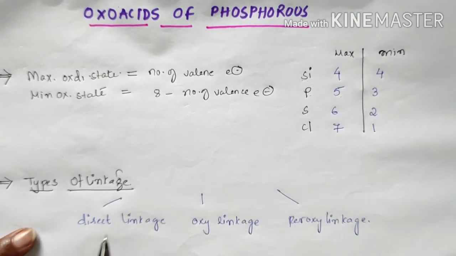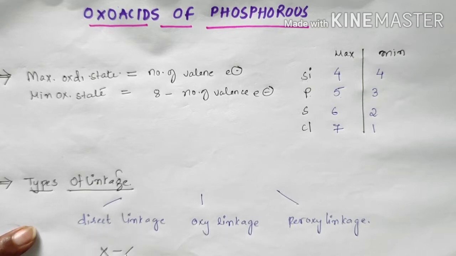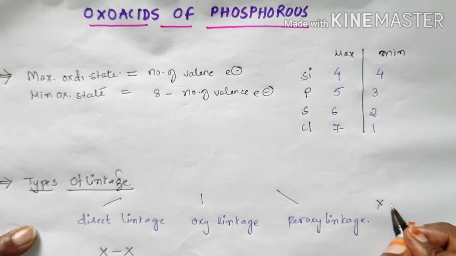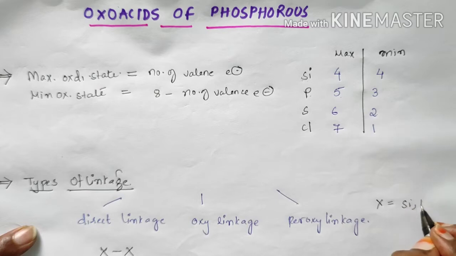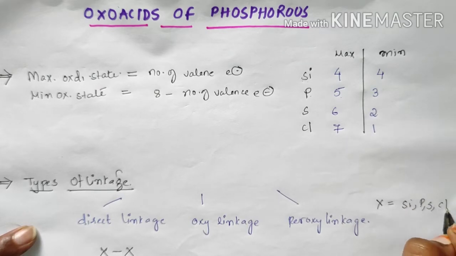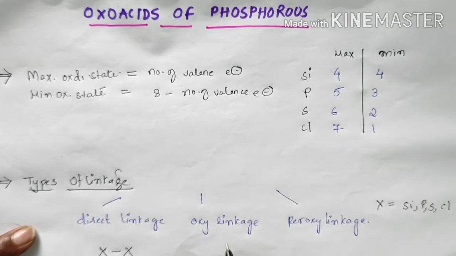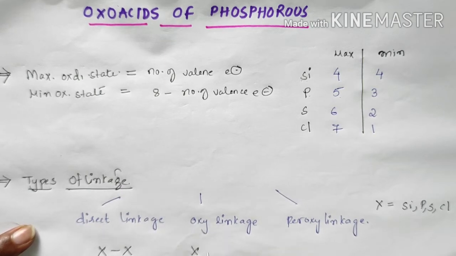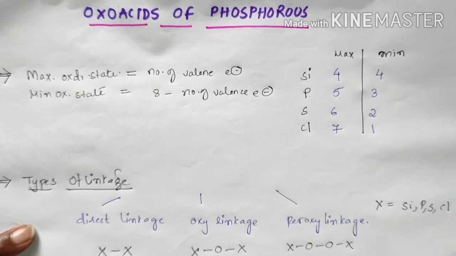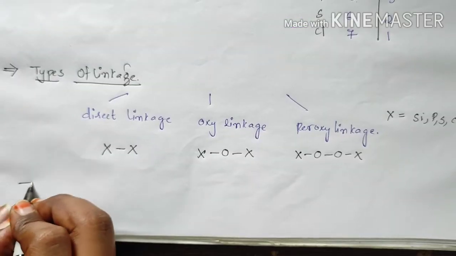In direct linkage, the two central atoms are connected directly. Here, X may be equal to silicon, phosphorus, sulfur or chlorine or any other central atom. In oxy linkage, the two central atoms are connected to one oxygen atom. In peroxy linkage, the two central atoms are connected through two oxygen atoms. Now let us see the framework.